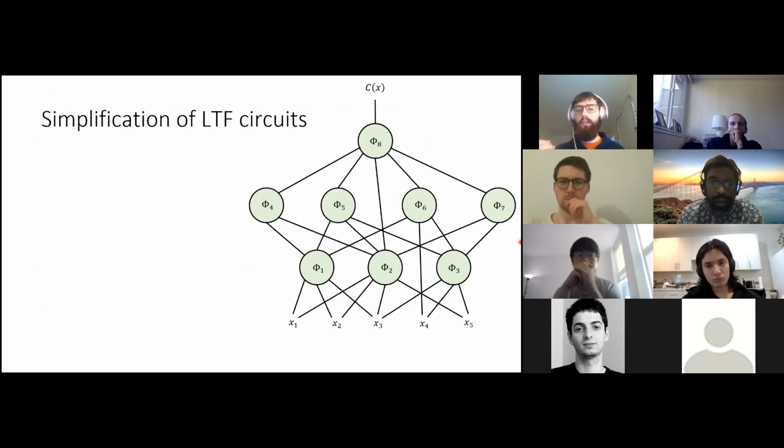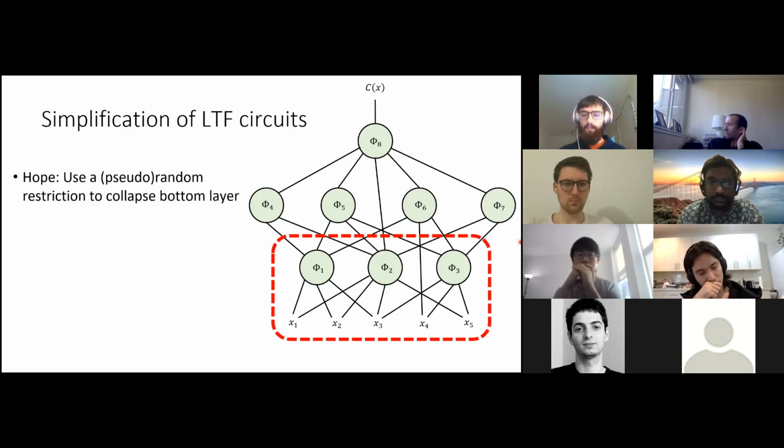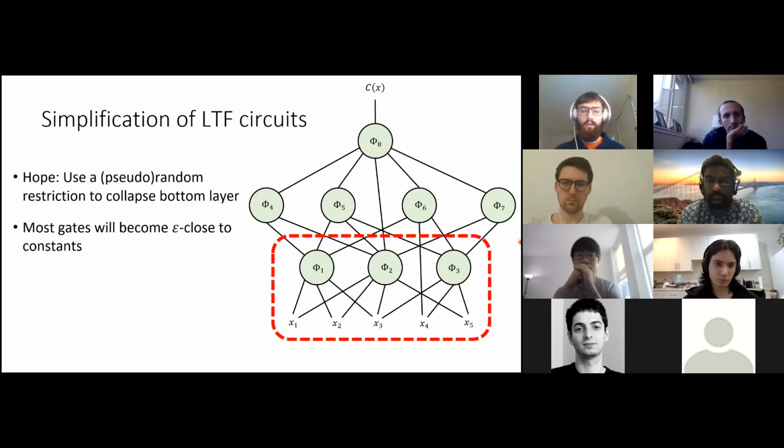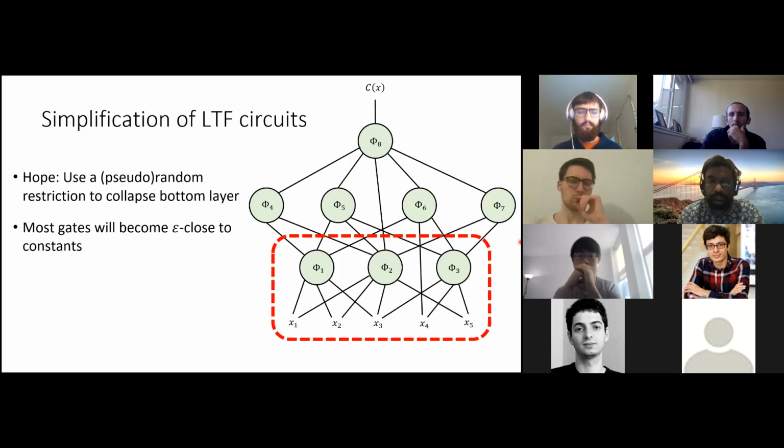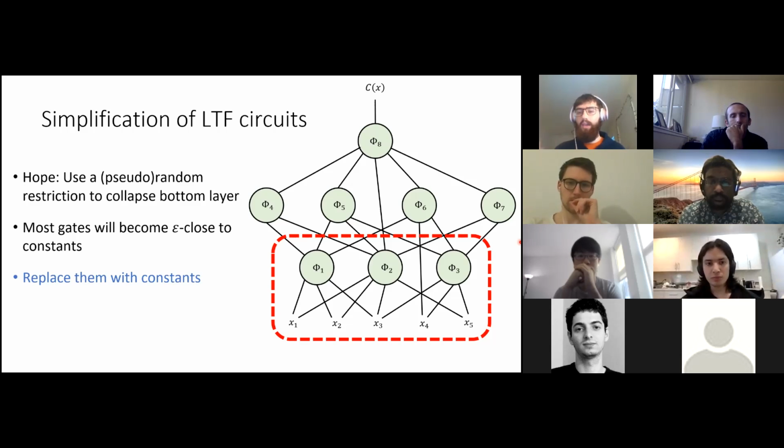Okay, so let's return now to the entire LTF circuit. We'd like to show that the circuit simplifies as a whole when we hit it with a pseudorandom restriction. The idea is we're going to focus on the bottom layer, the gates at the very bottom of the circuit, and try to collapse it. So we're hoping that the depth will effectively decrease by 1. The intuition is that most of these gates at the bottom are going to become close to constants, which is what we were just analyzing. And if a gate becomes close to a constant, intuitively we should be able to replace it with that constant, and that hardly affects the behavior of the circuit.